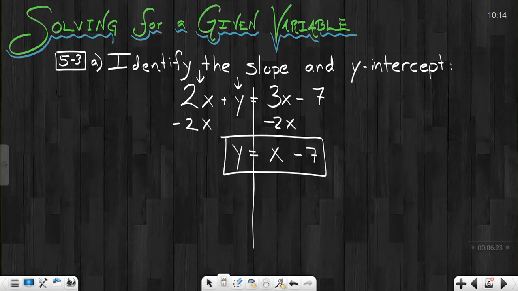That is slope-intercept form. My slope is 1 because there's a 1 in front of my x, and my y-intercept is (0, ...), always 0, comma. My constant here is negative 7. All right, make sure you have a negative 7.